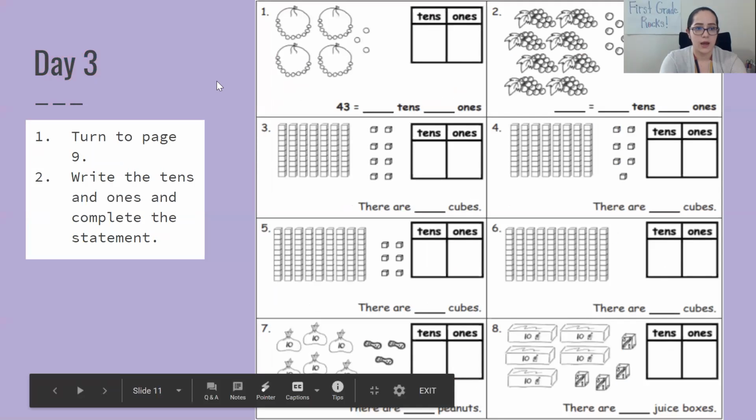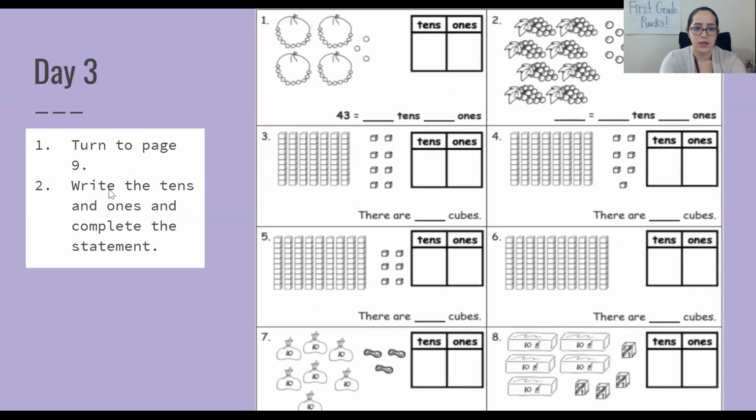All right, after that, you're going to turn to page 9. For this activity, we're going to write the tens and ones and complete the statement. So looking at number 1, I have a picture, a place value chart, and then a statement that we have to complete. So first, let's go ahead and see how many tens we have. So I see 1, 2, 3, 4 groups of 10.